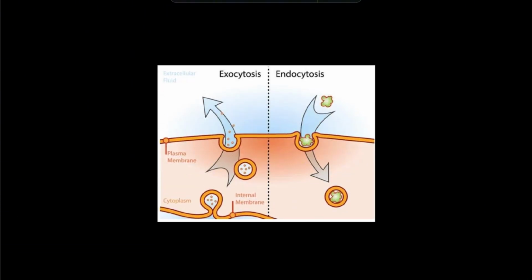Now we can talk about bulk transport, moving large materials. Some materials are simply too large to pass through channels or carriers. Cells solve this problem with bulk transport, which involves vesicles.